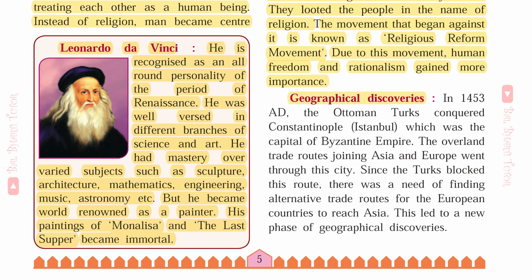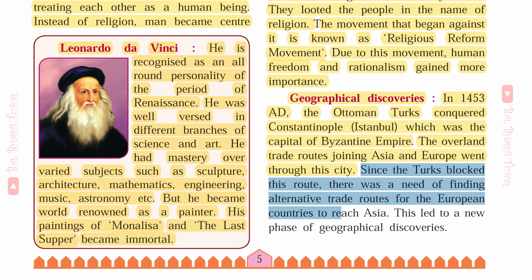Geographical discoveries. In 1453 AD, the Ottoman Turks conquered Constantinople, that is Istanbul, which was the capital of Byzantine Empire. The overland trade routes joining Asia and Europe went through this city. Since the Turks blocked this route, there was a need of finding alternative trade routes for the European countries to reach Asia. This led to a new phase of geographical discoveries.